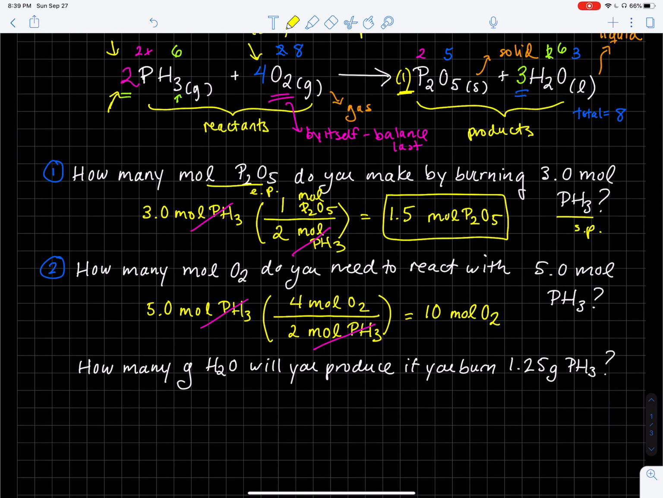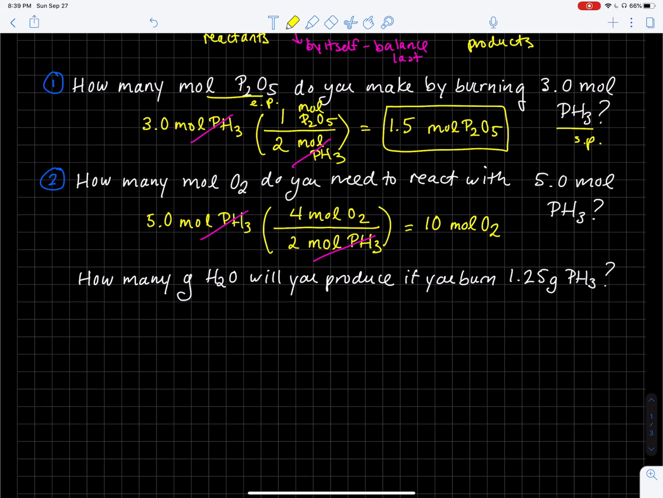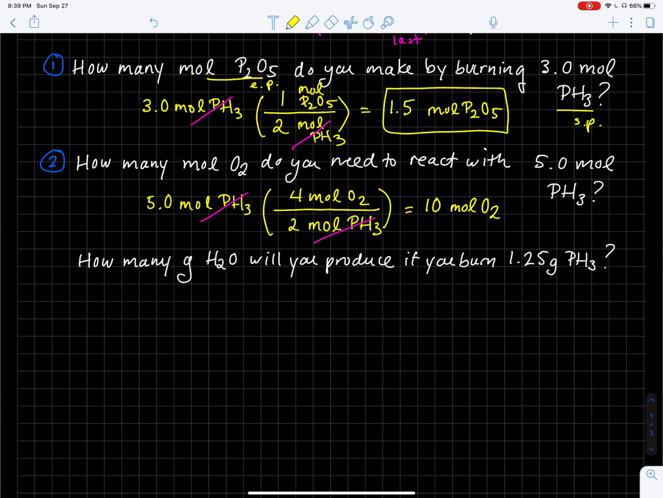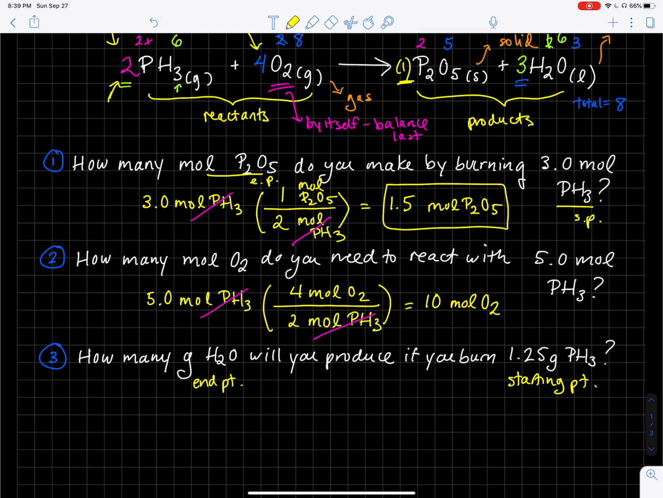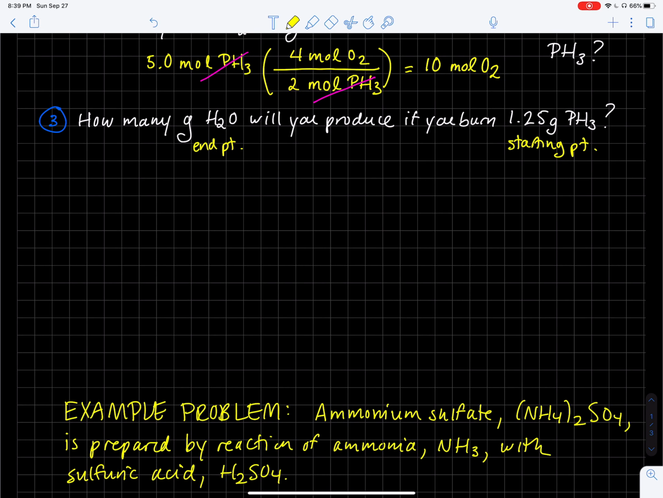Okay, so the last problem I have here is a little more complicated because it doesn't ask me about moles, it asks me about grams, right? So my starting point is 1.25 grams of phosphine. My end point is grams of H2O. The equation up here gives me a mole ratio, so I need to get to moles to convert from PH3 to H2O. So I'm going to need some molar masses.